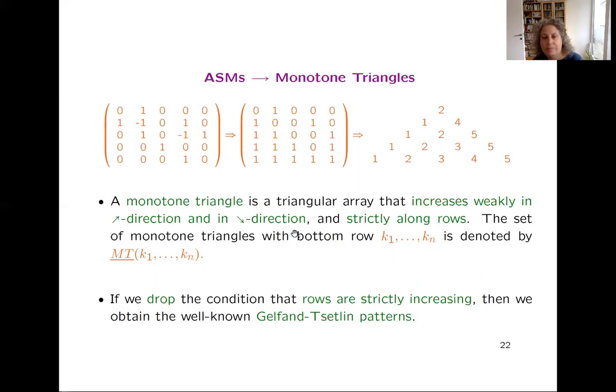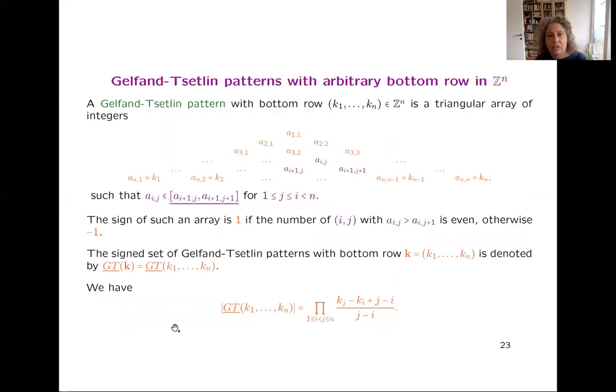A monotone triangle in general is a triangular array that increases weakly in northeast direction and strictly in south, and also weakly in southeast direction, but strictly along rows. The set of monotone triangles with a given bottom row, K1, K2 up to Kn, is denoted by MT, K1 up to Kn. An important thing to note is that if we drop the condition that rows are strictly increasing, then we obtain the well-known Gelfand-Zetlin patterns, which are also important for our construction.